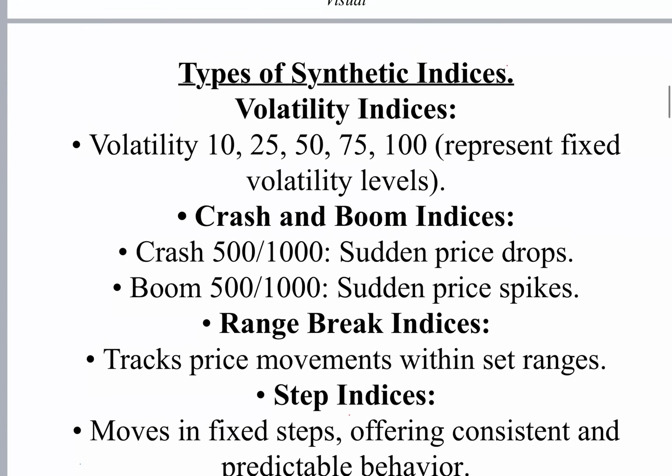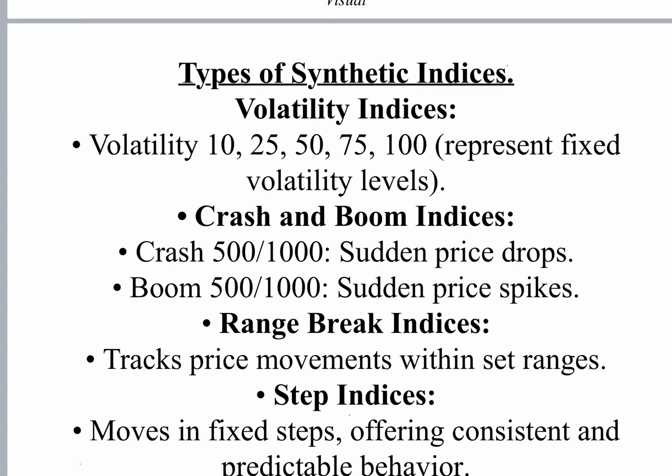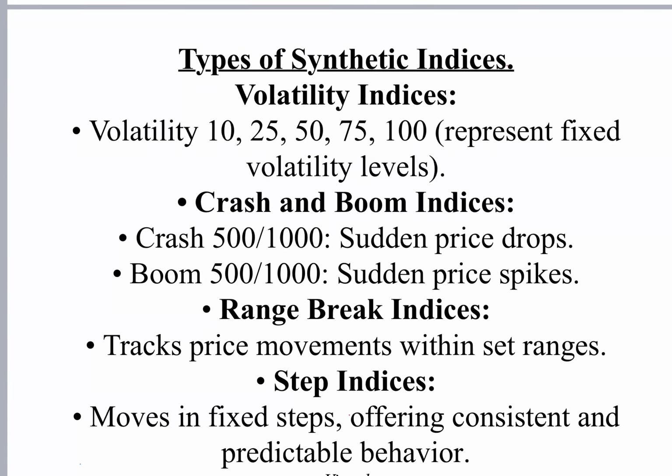And we have different types of synthetic indices. We have the volatility indices, and in short, you can call them VIX, or VIS. So we have VIX 10, 10 1S, 25, 25 1S, 50, 75, 75 1S, 100, like that. Once you open your Deriv account and log in, you connect your account.